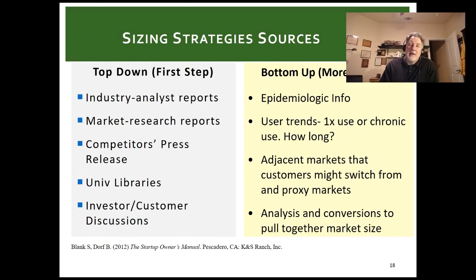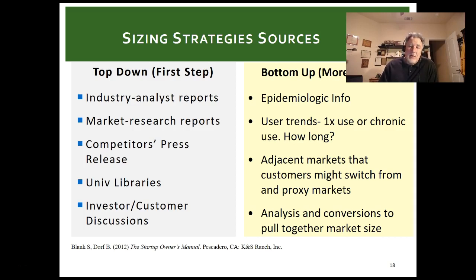I like to boil down top-down and bottom-up this way: you have sources, and we'll talk about doing market research, secondary market research, but you're going to use industry and market reports. You can use competitor press releases, the university library, and investor and customer discussions. From the bottoms-up, you're going to be using epidemiologic information and user trends. You may even use adjacent markets that customers might switch from, or proxy markets, and analysis and conversions to pull together the market size.